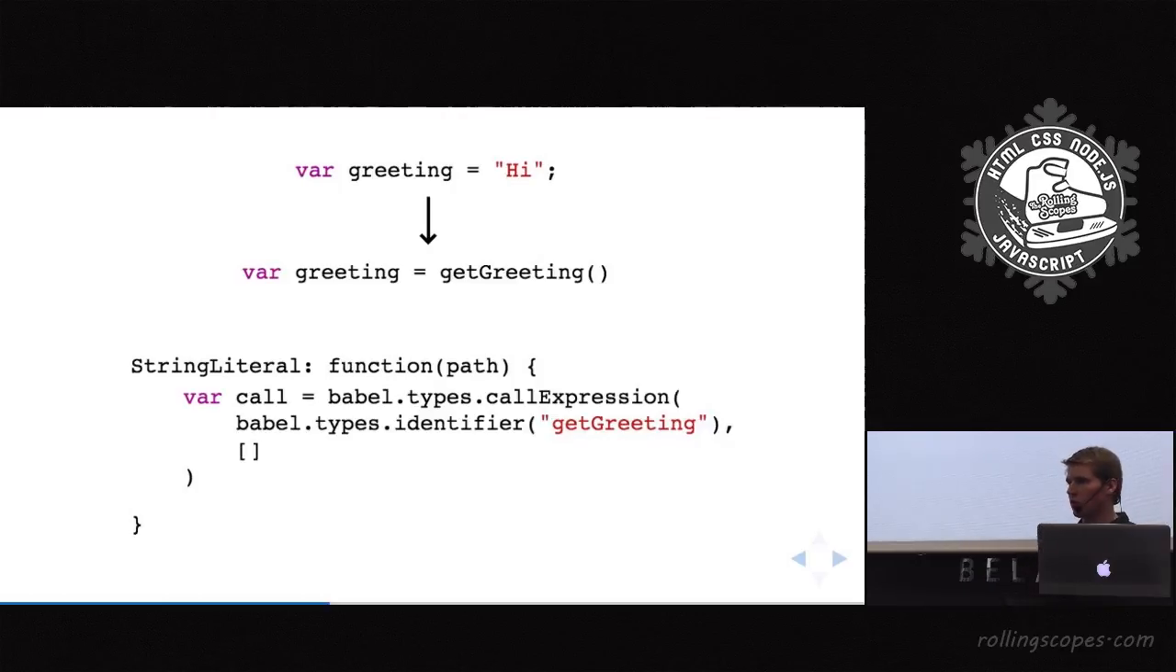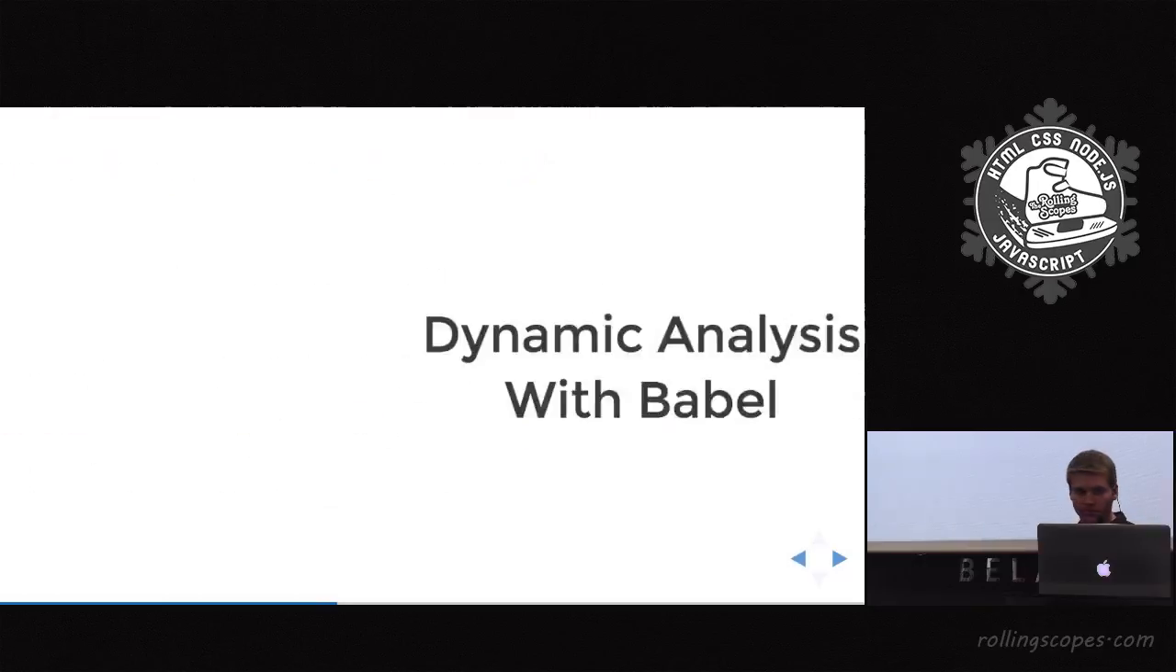The thing that we want to call can be anything that evaluates to a function. It could be a function expression, it could be a call expression that returns a function, or in this case, it's just the name of a function that we want to call. And then once we've created that new node, we need to tell Babel that we want to update the AST with that node. And we get the result that we have at the top of the slide.